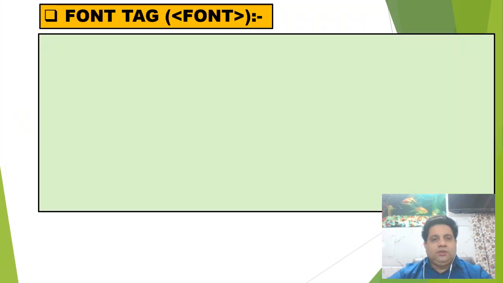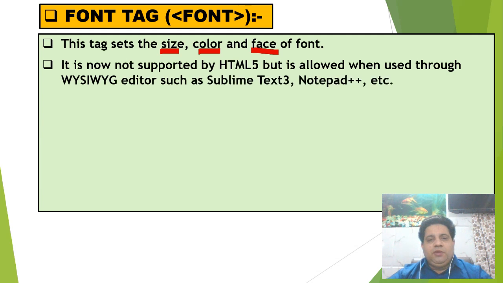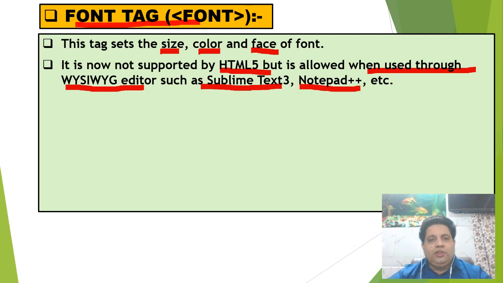Now the font tag. The font tag sets the size of the font, the color of the font, and the face of the font. Face of the font means which type of font you want to display, for example Arial, Arial Black, Courier, Comic Sans MS. But in HTML5 it is now not supported. But when you use a WYSIWYG editor, the full form of WYSIWYG is what you see is what you get. Examples of WYSIWYG editors are Sublime Text 3 and Notepad 3. In HTML5 this font tag has been deprecated, meaning it is not further supported.